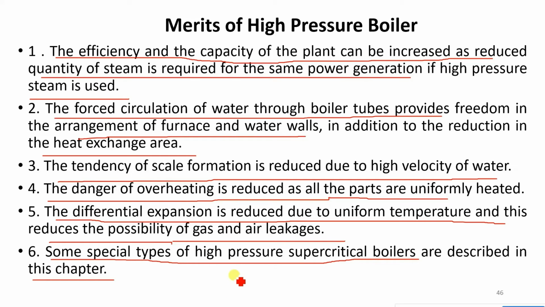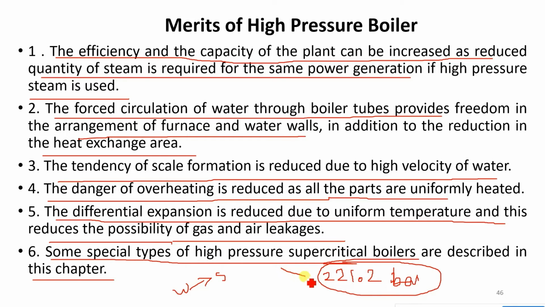The working pressure of the boiler is critical. And what is critical pressure? Critical pressure is 221.2 bar. If the working pressure of the boiler is 221.2 bar, then it is called critical pressure. And at this critical pressure, water converts into steam without boiling. This is the advantage of a critical boiler.